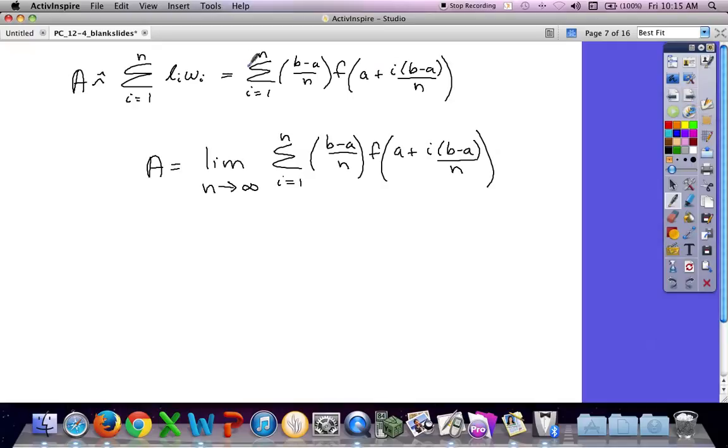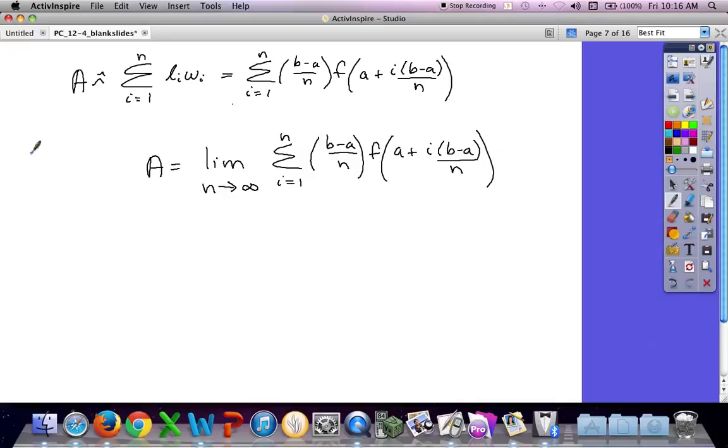It's the sum from i equals 1 to n of (b minus a) over n, and we'll be finding the value of the function, which will be f of a plus the width, (b minus a) over n, times i. Right, that's for n rectangles.